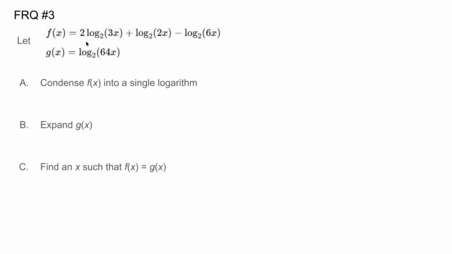Let f of x equal 2 log base 2 of 3x plus log base 2 of 2x minus log base 2 of 6x. All of those logs. It's like we're building a cabin. And then we have just one down here, but a bunch of stuff happening on the inside. So what am I supposed to do? Condense f of x into a single logarithm.